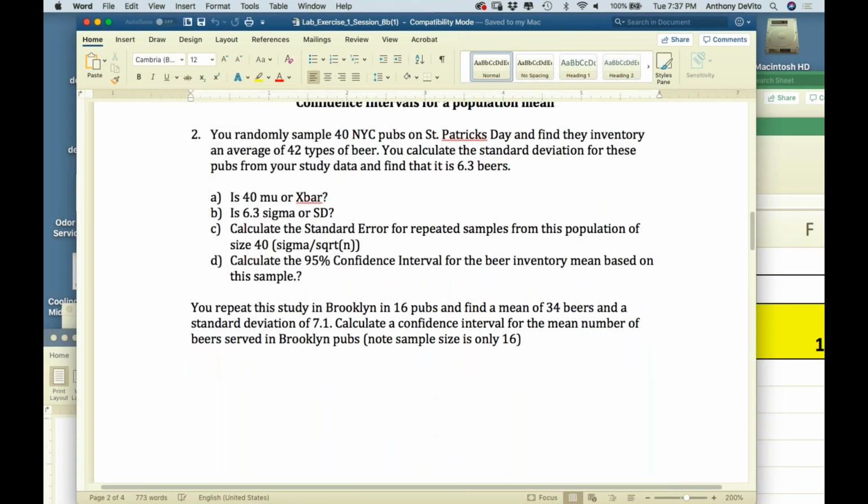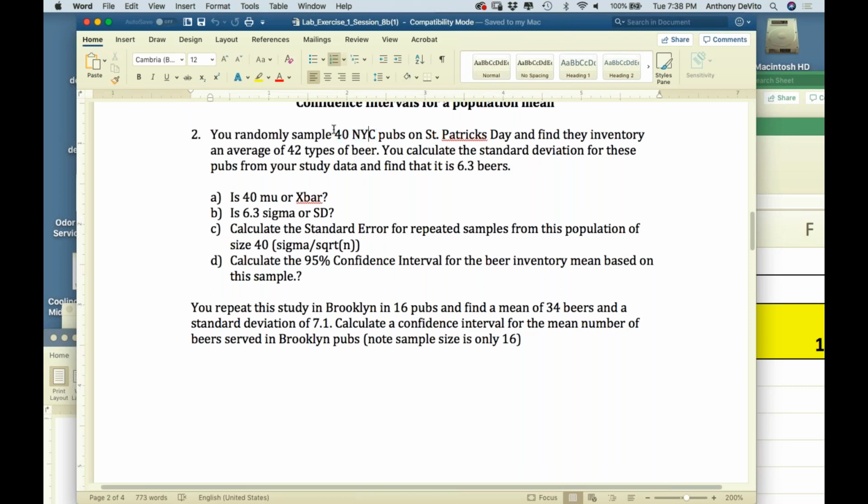Okay, you go to 40 New York City pubs on St. Patrick's Day and find that they inventory an average of 42 different types of beer. You calculate the standard deviation for these pubs from your study data, and you find that 6.3 beers. So pubs carry an average of 42 beers, and the standard deviation from pub to pub is 6.3 beers. Okay, so you sampled 40 different pubs that you got this information from. Is 40 mu or X bar?